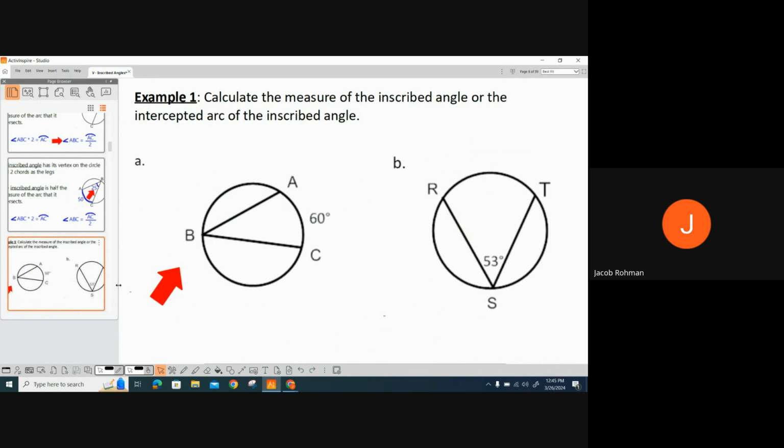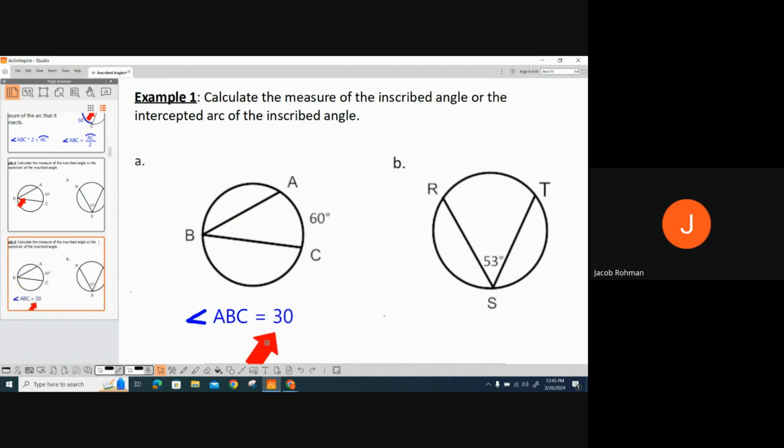Example 1 says calculate the measure of the inscribed angle or the intercepted arc of the inscribed angle. So here we have, again, angle ABC is an inscribed angle because its vertex here is on the circle, and it has two chords as legs, so the chord BA and the chord BC. Now, arc AC here is 60 degrees, so half that is going to be angle ABC. Angle ABC is equal to 30 degrees.